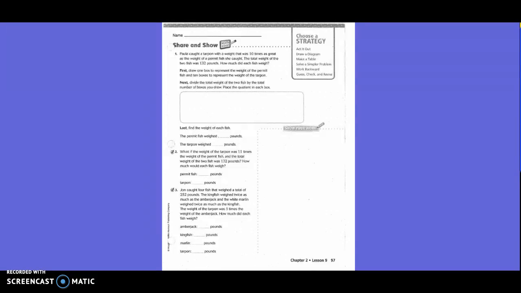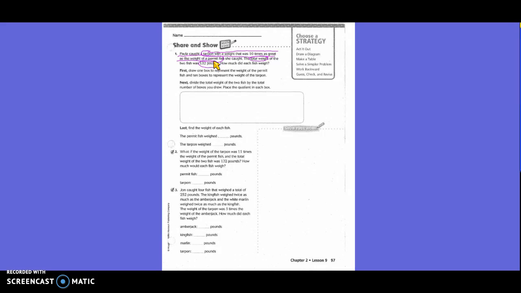Paula caught a tarpon with a weight that was 10 times as great as the weight of a permit fish she caught. The total weight of the 2 fish was 132 pounds. How much did each fish weigh? So what do we need to circle? 10 times. The tarpon had a weight 10 times as great as the weight of the permit fish, right? Yes. Total weight was 132 pounds, right? Yes.